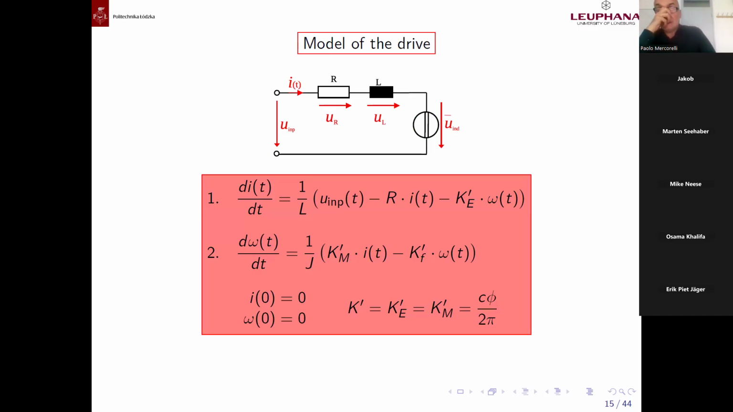We have an electrical circuit, and I can write the equations. In the background, let me say the color red or something like that, the derivative of the current with respect to t is 1 divided by L times the input u minus R times the current minus Ke times omega. This is an equation which we know. I did this example many times, also in the previous lecture. We have an RL circuit.